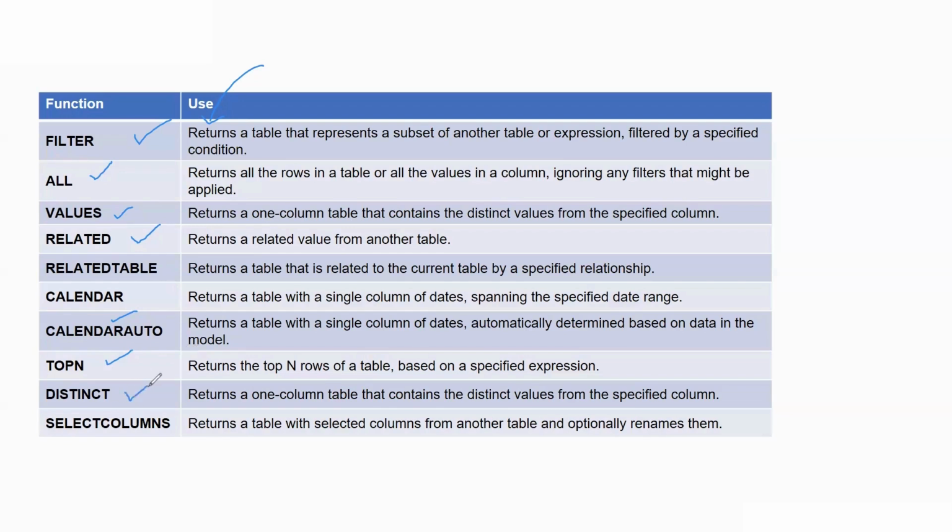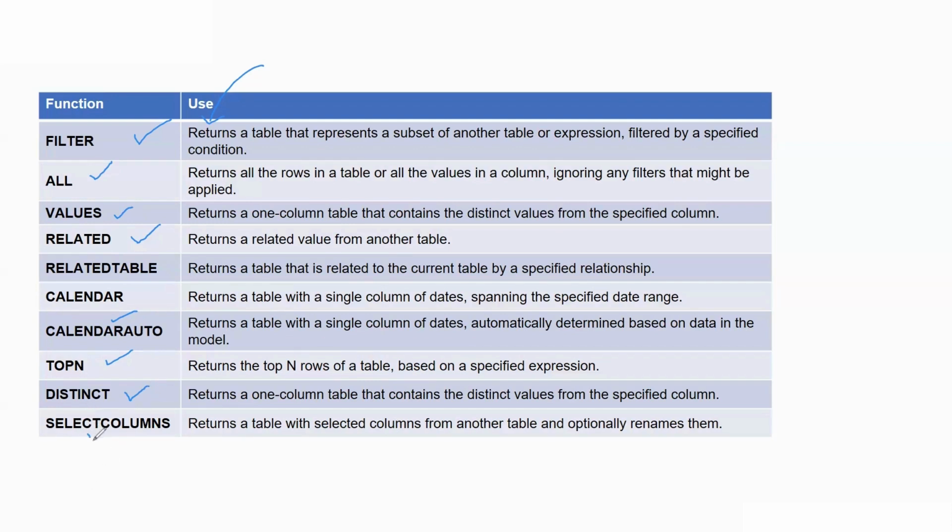We have already used distinct. Distinct gives us a table with a single column with all the distinct values of a specified column that you have chosen. For example, we have seen that in our orders table, there were multiple countries in a specified column, but we need to find the distinct values because all these countries were repeating. In that case, we use this distinct function.